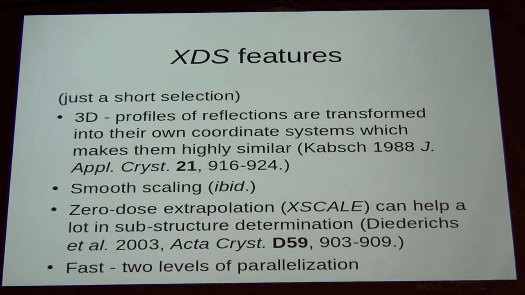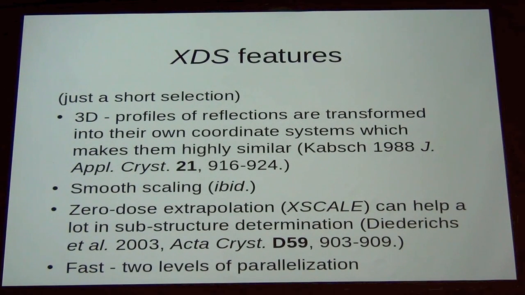So, coming to XDS, just a few things that set it apart from other programs, or used to set it apart from other programs. So the three-dimensional profiles of reflections are represented internally in the program, not as two-dimensional slices, but essentially information from two-dimensional information that resides in our frames is stitched together to form a three-dimensional representation of each profile within the program.